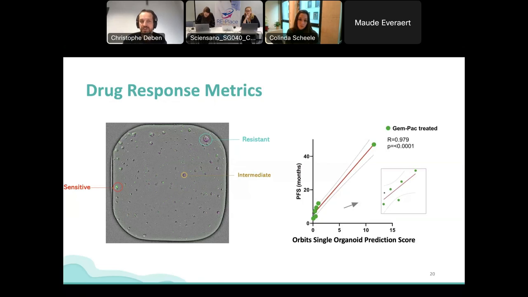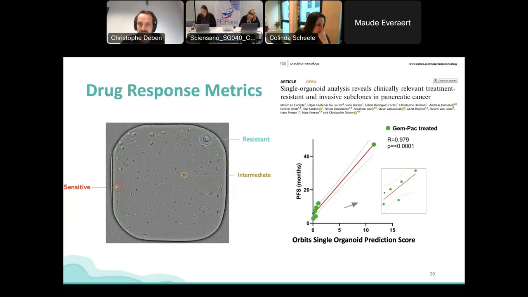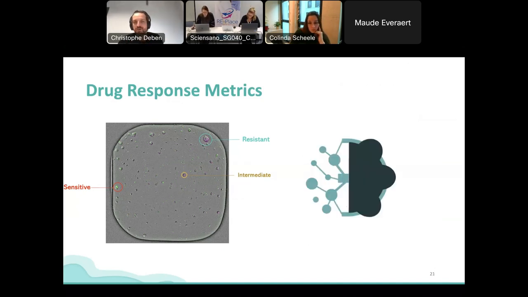And the interesting thing is that the ratio of these resistant and sensitive clones actually corresponds very well to the progression-free survival of these patients. And these were pancreatic cancer patients, for example, treated with gemcitabine and paclitaxel. So it's really the heterogeneity that correlates very well to the clinical response rather than the general drug response metrics. And this is also published recently in Precision Oncology. So now, instead of looking at a single aspect, for example, using ATP-based assays or cell-cytolic assays, we can really look at the complexity of these organoid models and really use them to their full potential.